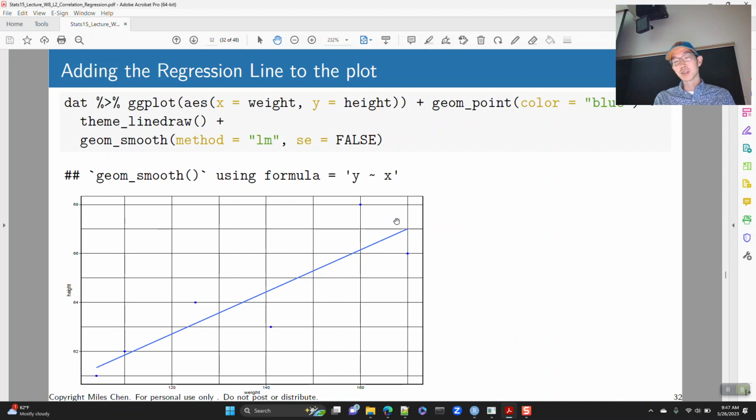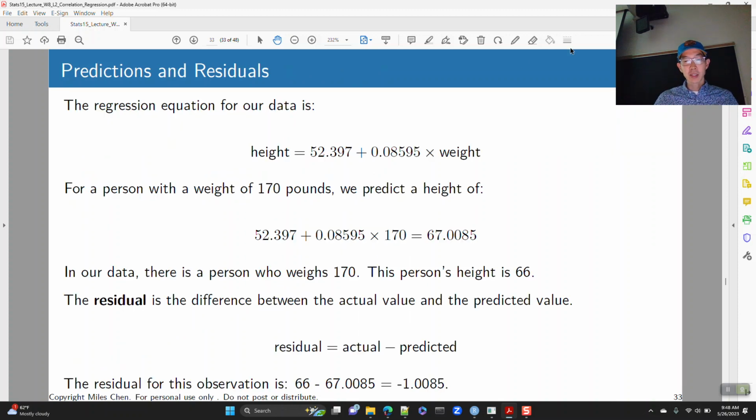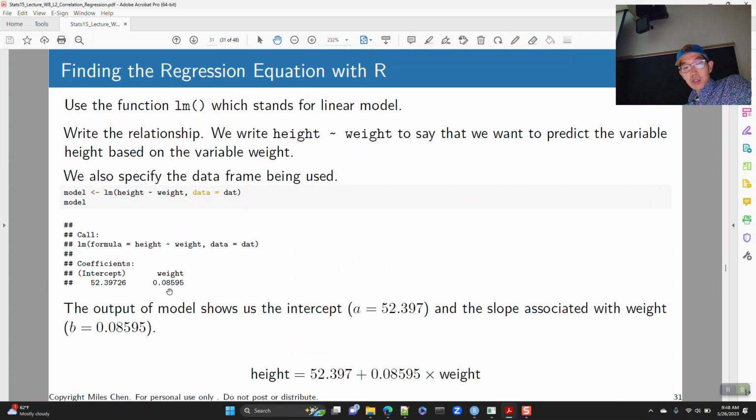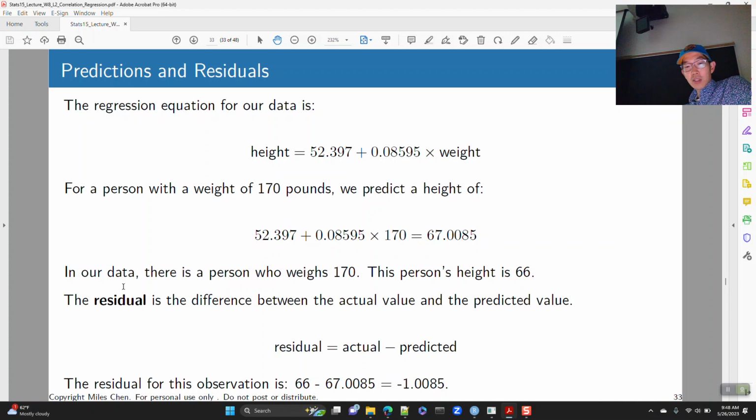And it says, okay, well, the true line could be anywhere from here to here, but overall, if you just want to fit a little line there, you do se equals false. Okay. So here's our regression equation, right? When you get the results, it tells you your intercept and the slope.